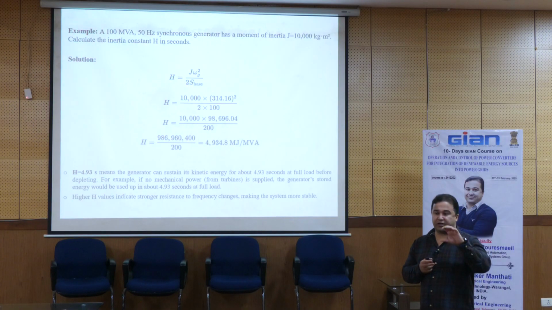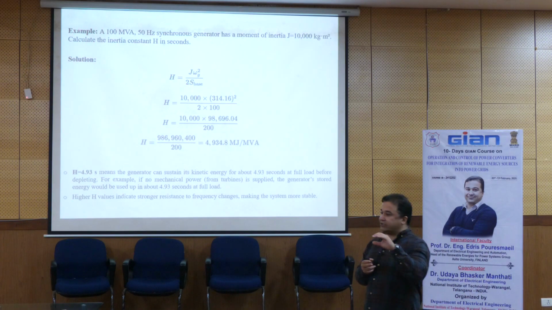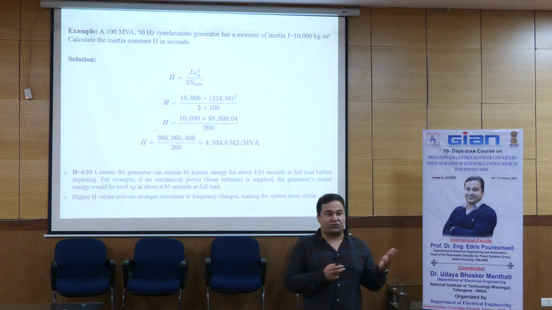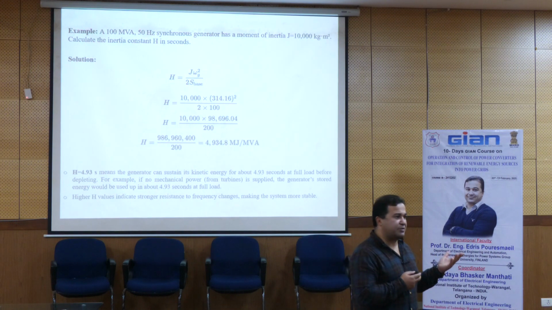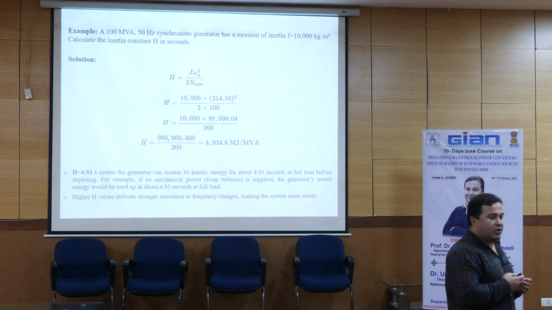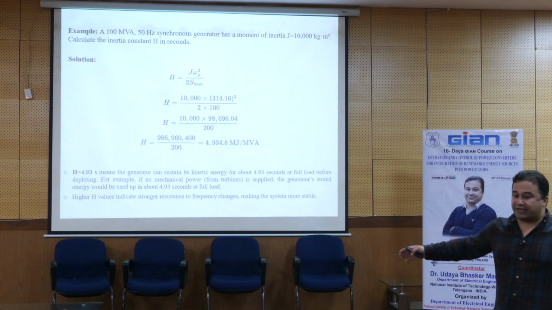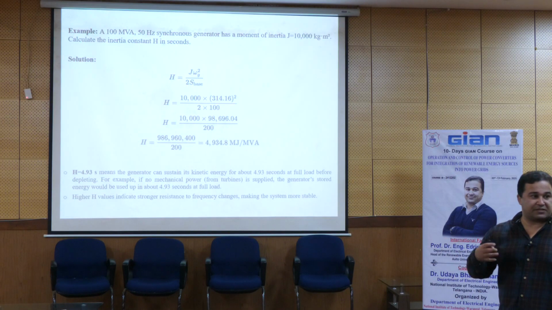I have inertia, I have a maximum power in a generator. Then we reach that H is equal to that value. What is the meaning of this? So if I have a generator that size or that size, what are the different things? What is happening?